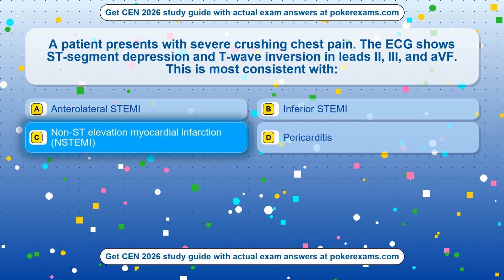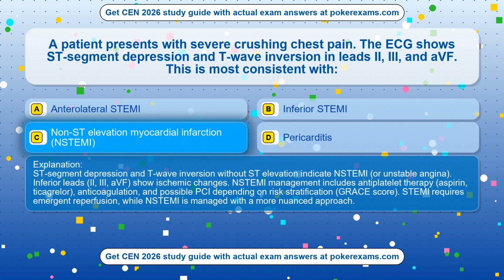Non-ST elevation myocardial infarction, NSTEMI. ST segment depression and T-wave inversion without ST elevation indicate NSTEMI, or unstable angina. Inferior leads, 2, 3, and aVF, show ischemic changes. NSTEMI management includes antiplatelet therapy, aspirin, ticagrelor, anticoagulation, and possible PCI depending on risk stratification, GRACE score. STEMI requires emergent reperfusion, while NSTEMI is managed with a more nuanced approach.